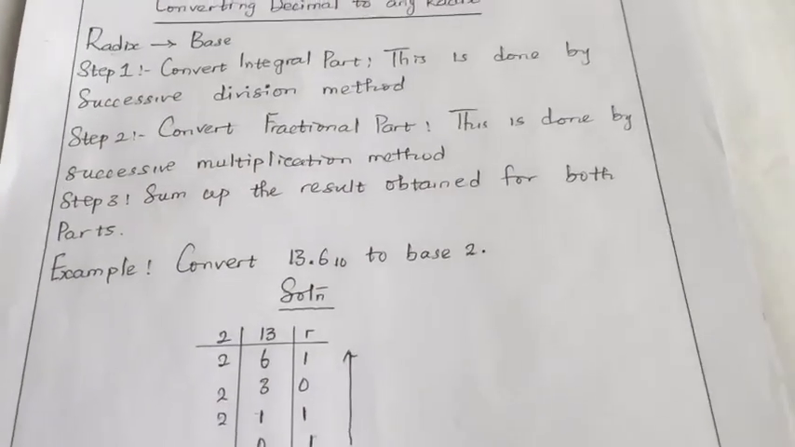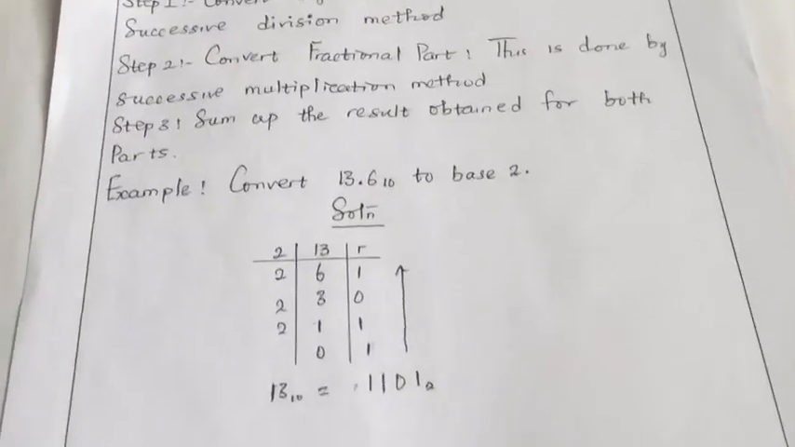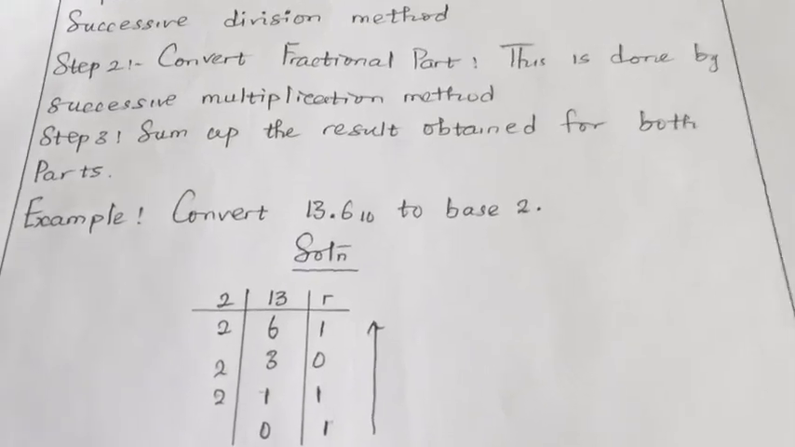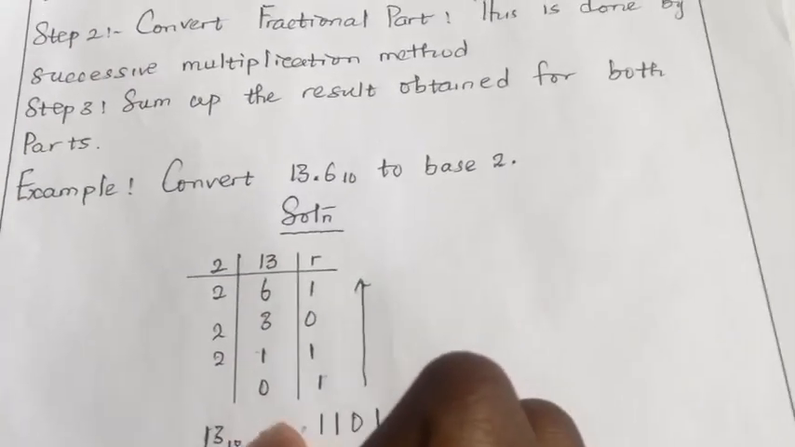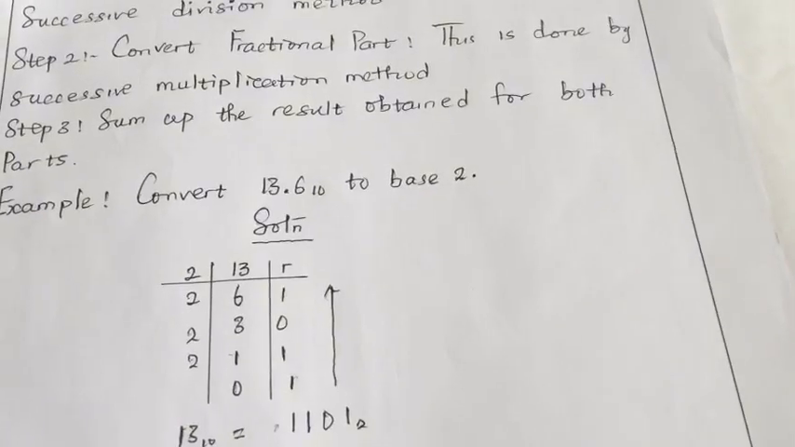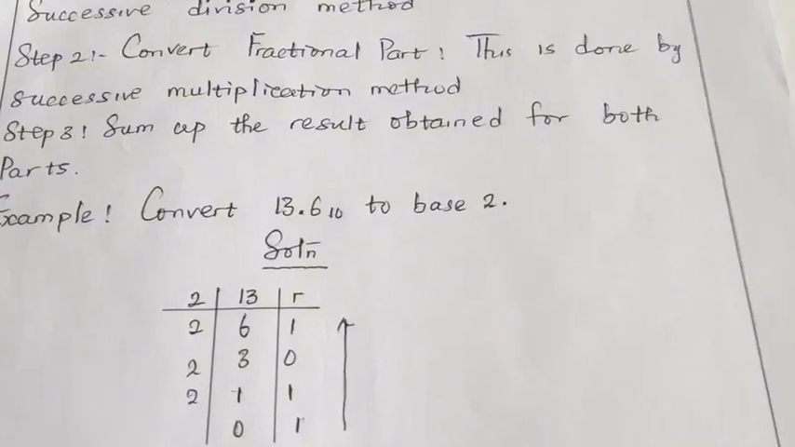So now let's proceed to step 2. It says convert the fractional part. The fractional part is 0.6. You can also call it the decimal part. So let's pick out 0.6. And how do we convert that? This is done by the successive multiplication method. So we multiply 0.6 by 2 successively.